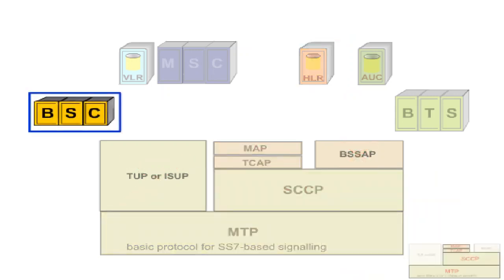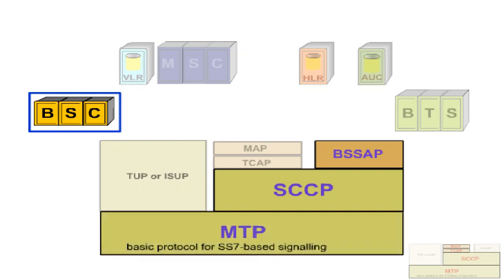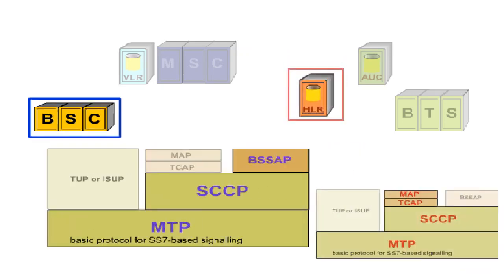Normally, the BSC would manage on BSSAP, but since in modern networks BSSAP is based on the SCCP protocol, whose functionality in turn requires the presence of MTP, the BSC contains MTP, SCCP and BSSAP.